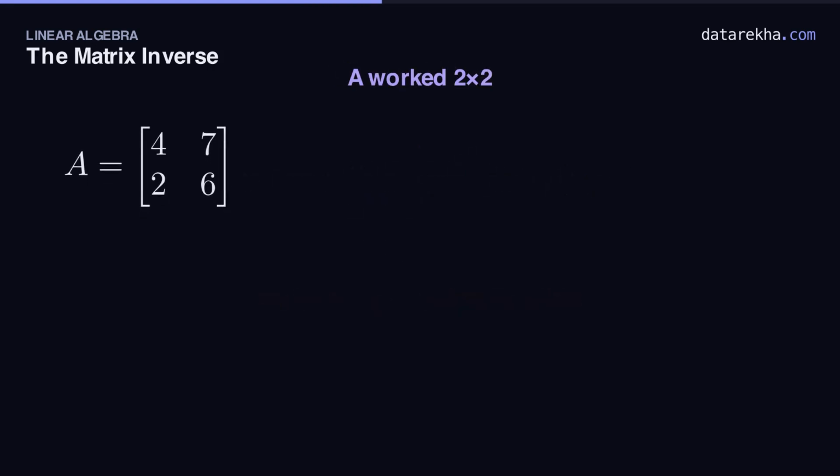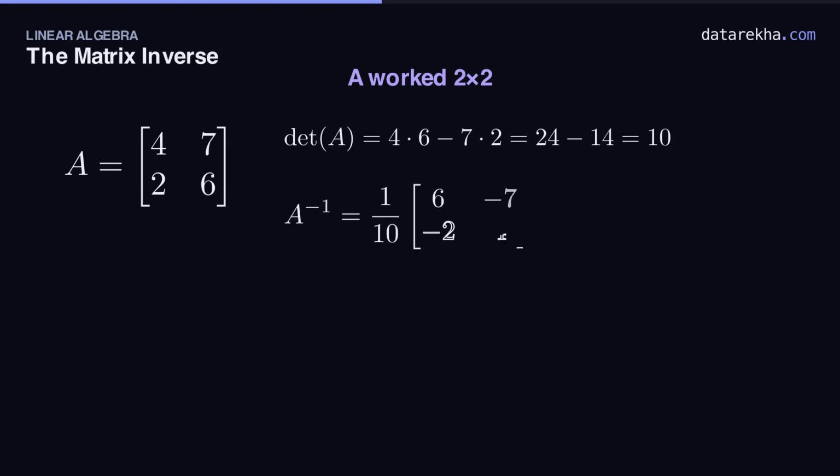Let's put the formula to work on a real matrix. Here is A: 4, 7, 2, 6. Step 1. The determinant. 4 times 6 is 24, 7 times 2 is 14, and the difference is 10, not 0. So A is invertible. Good. Step 2. Apply the recipe. Swap the 4 and the 6 onto the diagonal, negate the 7 and the 2, and divide by 10. That gives 0.6, minus 0.7, minus 0.2, 0.4.